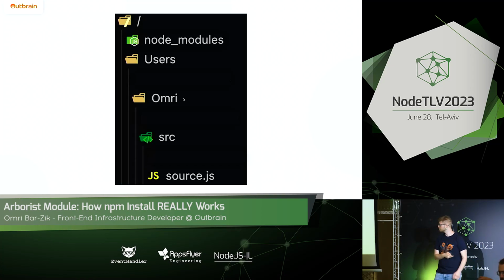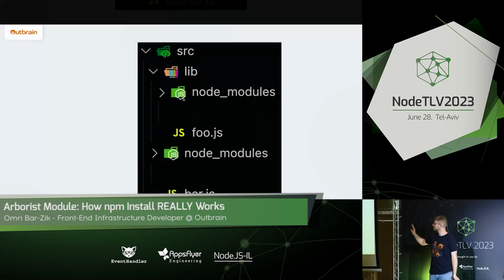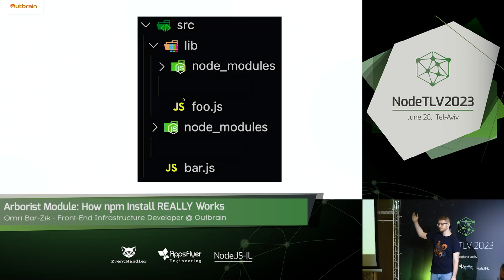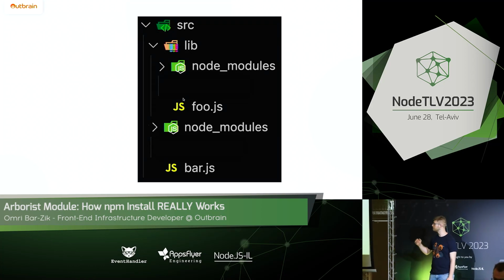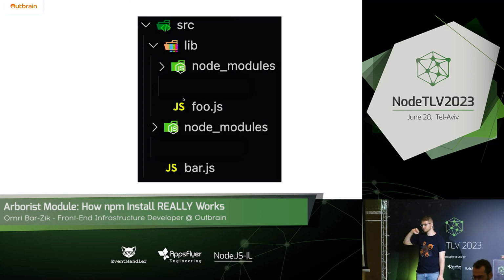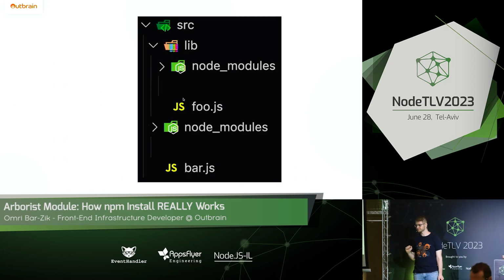Let's see this in action. Let's say I have this setup, where I have an src lib, and inside this src lib, I have this lib directory and this bar.js. Under this lib directory, I have this foo.js file. And both foo.js and bar.js have imported Express.